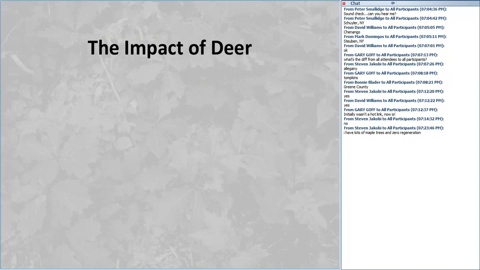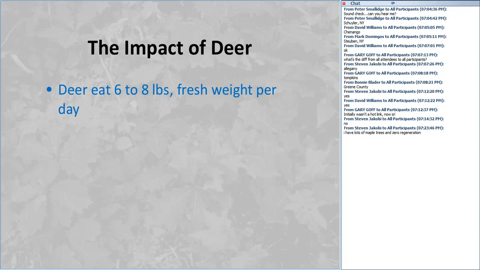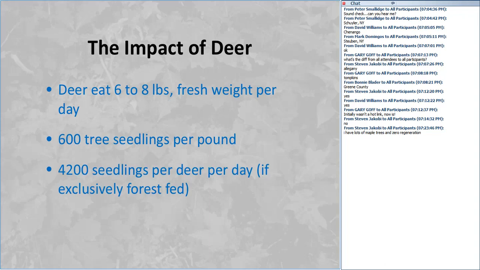If we think about what a deer needs to do, a deer needs to eat, we'll say on average, 7 pounds of fresh weight of forage per day. That's going to vary through the season. They won't always do that every day, but that's an average. And if we know that there are roughly 600 seedlings per pound, so if you see the seedlings in the backdrop of this presentation, you'll see a carpet of little red oak seedlings, and a deer would come along and nip off the top of those oak seedlings. It would take 600 of those to reach a pound. So you can see where I'm going with this. The math equates to approximately 4,200 seedlings per deer per day if these deer feed exclusively in the forest.